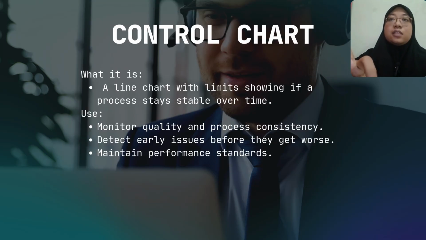And the last chart is control charts. So what is it? It's a line chart with limits showing if a process stays stable over time, and it is used to monitor quality and process consistency, detect early issues before they get worse, and maintain performance standards.